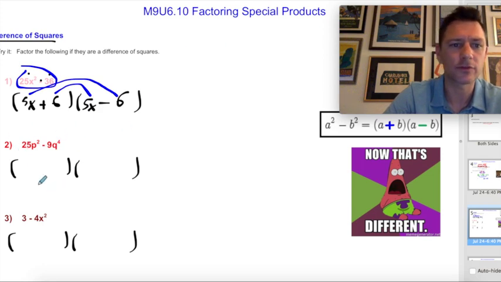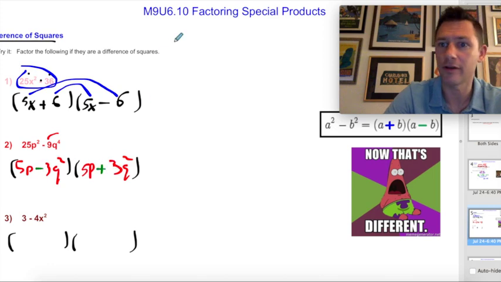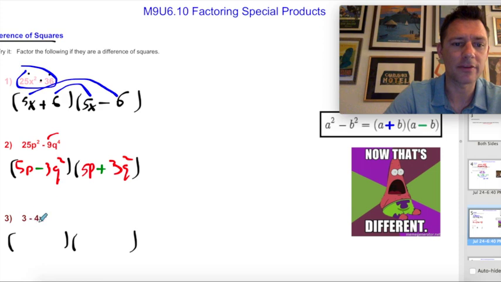This does the same sort of thing. You get 5p and 5p. The way you get to 9 is 3 and 3, because we see no middle term. And the way you get to q to the 4th is q squared and q squared. And because it's the difference of two squares, one's negative and one's positive. And we move on from there. Same sort of thing happens here. The back part of this is straightforward.